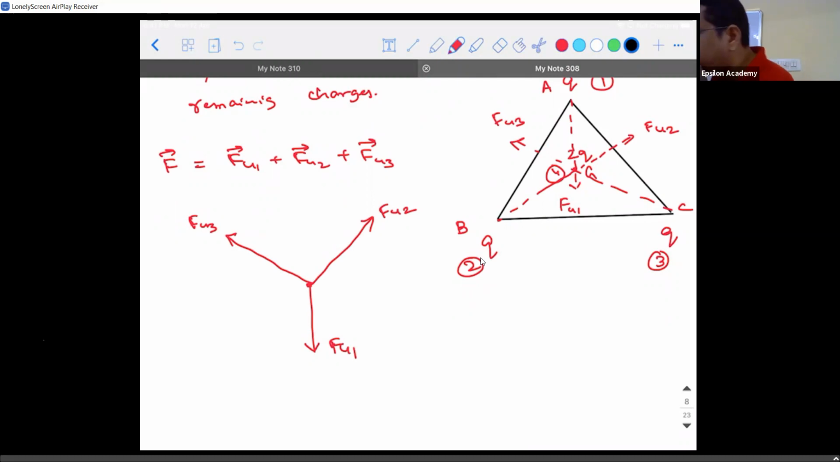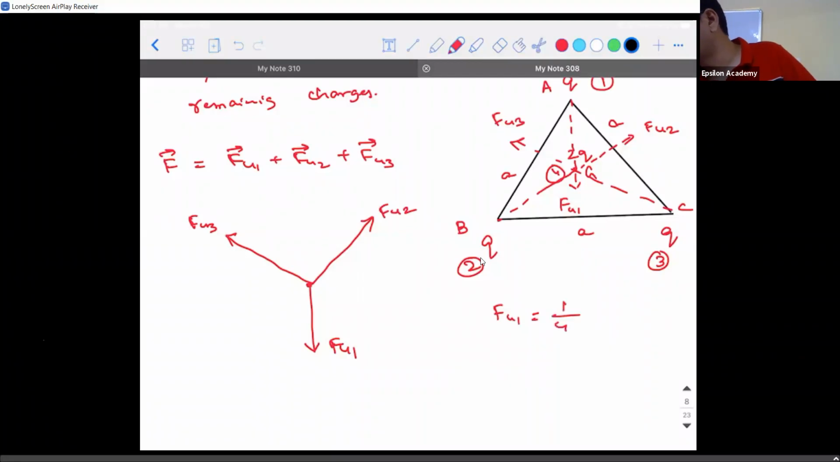If I draw it like this, then how do I add them vectorially? But before that, I need to know the magnitude of each force. If I take each side as A, then what is going to be the magnitude of F41, F42 and F43? Do you think they are going to be the same or different? Why? Because the same two charges are participating. What are the two charges in all the cases? Q and 2Q.